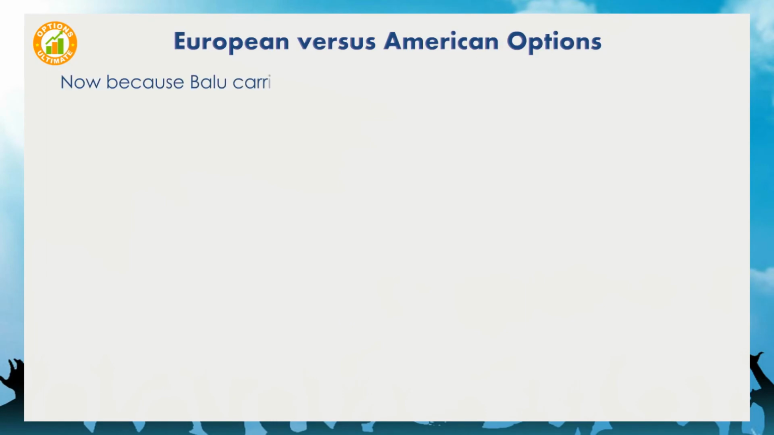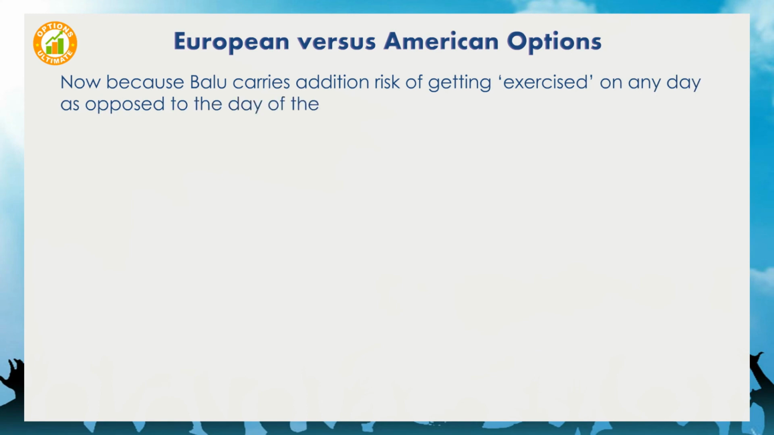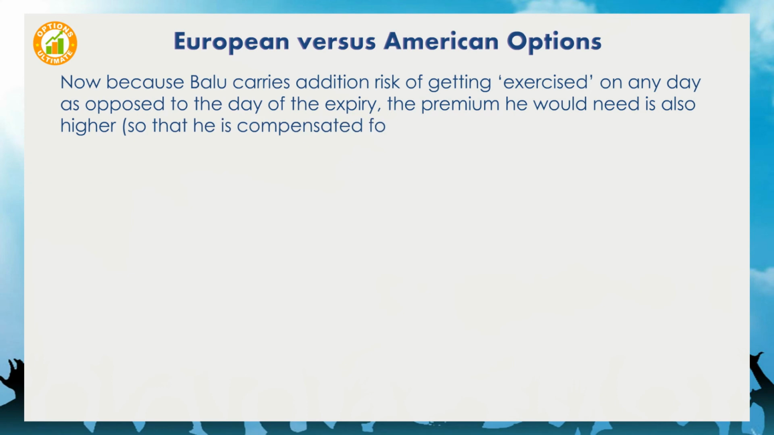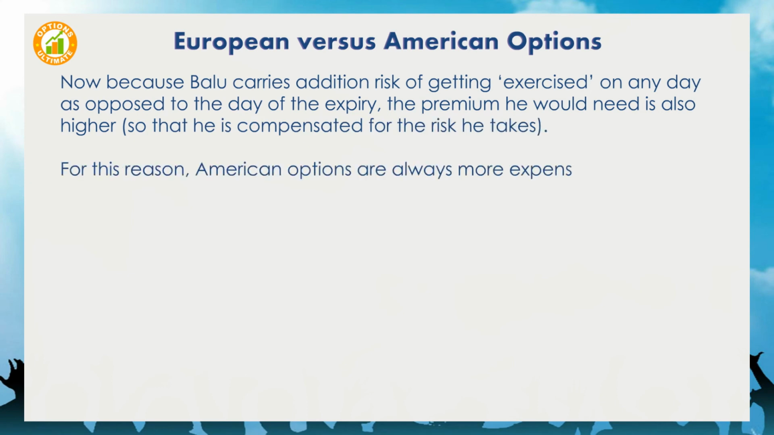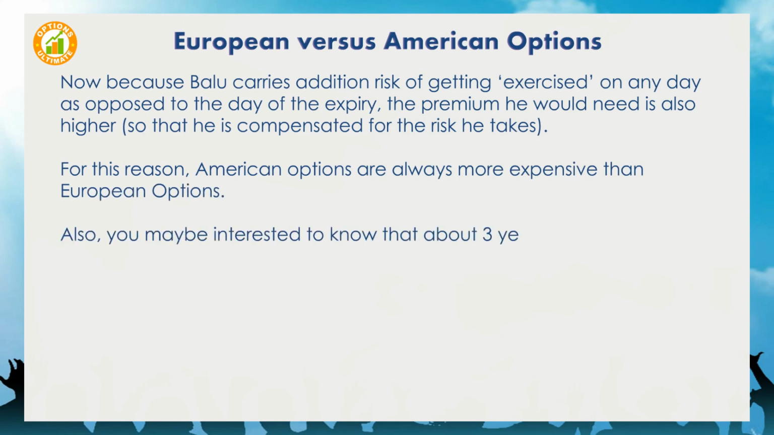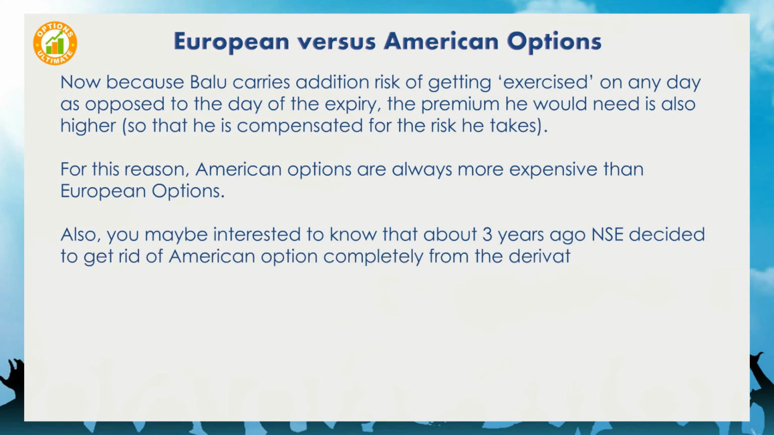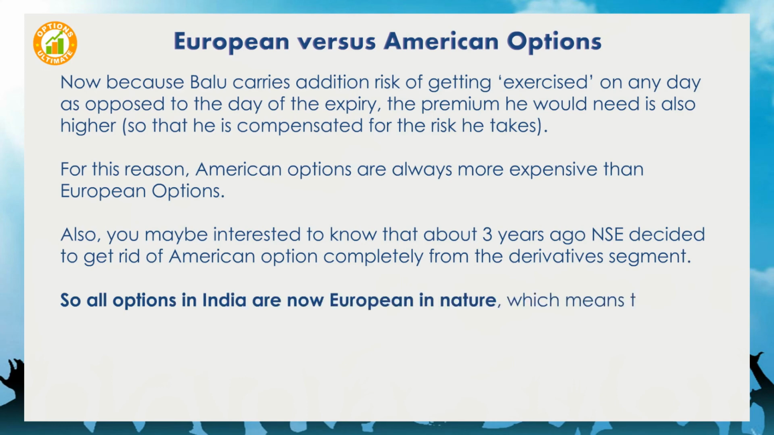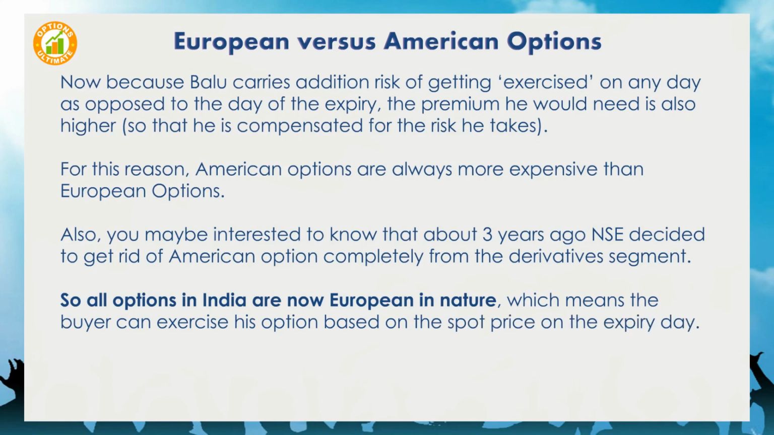Now, because Balu carries additional risk of getting exercised on any day as opposed to the day of the expiry, the premium he would need is also higher so that he is compensated for the risk he takes. For this reason, American options are always more expensive than European options. Also, you may be interested to know that about 3 years ago NSE decided to get rid of American options completely from the derivatives segment. So all options in India are now European in nature, which means the buyer can exercise his option based on the spot price on the expiry day.